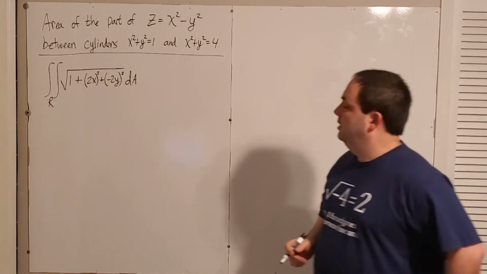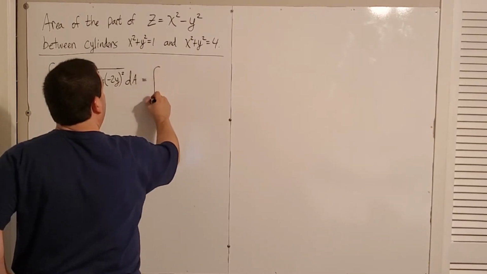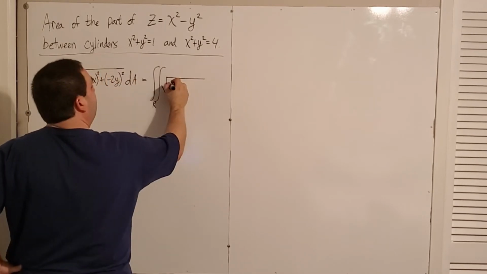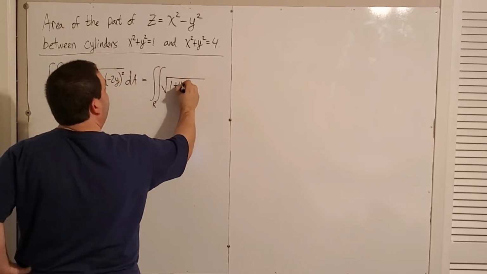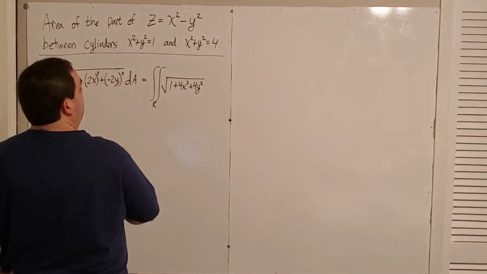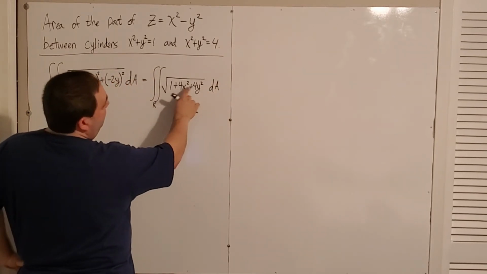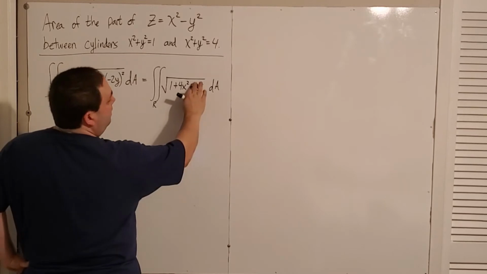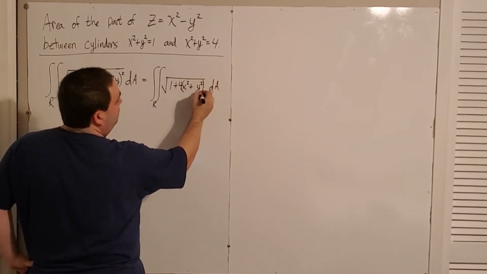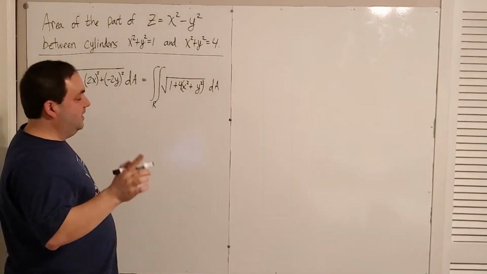Okay. So let's simplify that a little bit. I've got my double integral over the region, square root of 1 plus 4x squared plus 4y squared dA. Although really, instead of 4x squared plus 4y squared, I could just factor that 4 out and make it 4 times x squared plus y squared, right? You must see it coming.